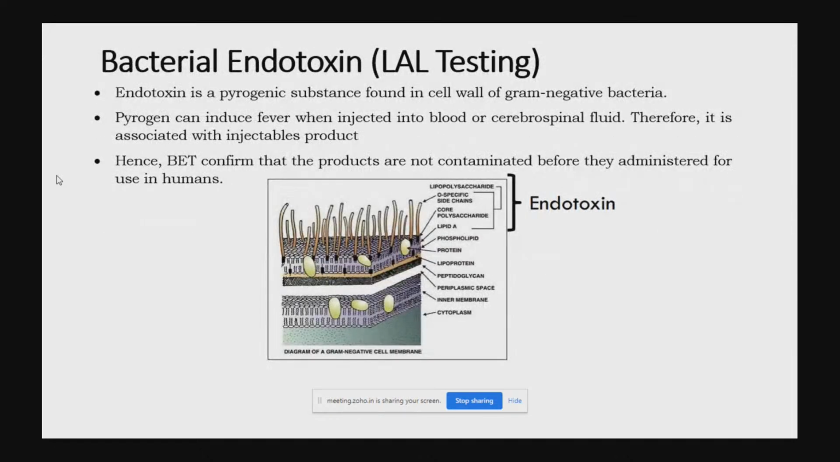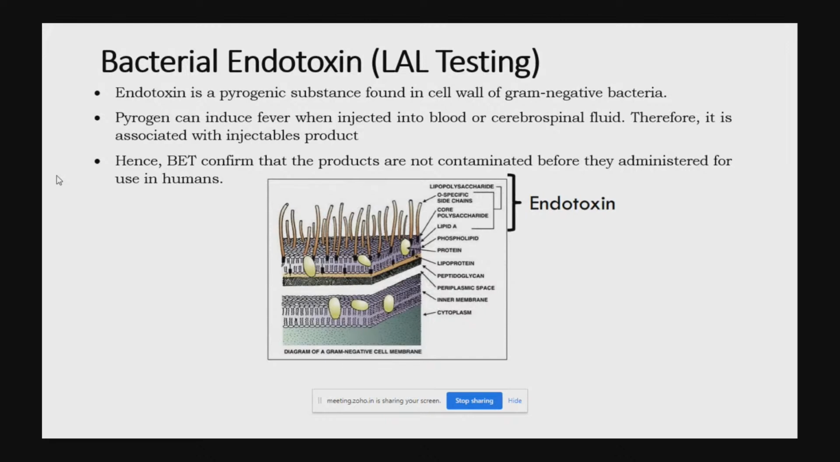After that, another test was there. That was the bacterial endotoxin test. First of all, what is endotoxin? Endotoxin is a pyrogenic substance found in the cell wall of gram-negative bacteria. The gram-negative bacterial cell wall has a lipopolysaccharide. This lipopolysaccharide is also called endotoxin, right? And all endotoxins are pyrogens, but all pyrogens are not endotoxins. It's a thumb rule.